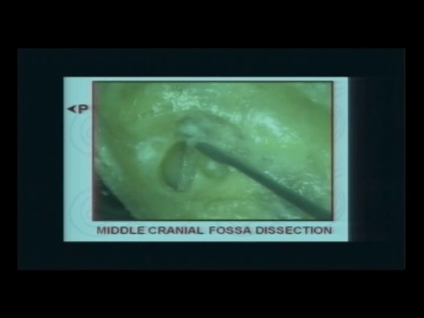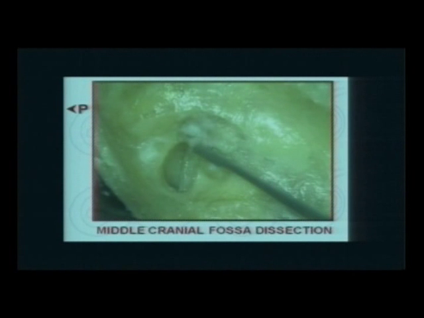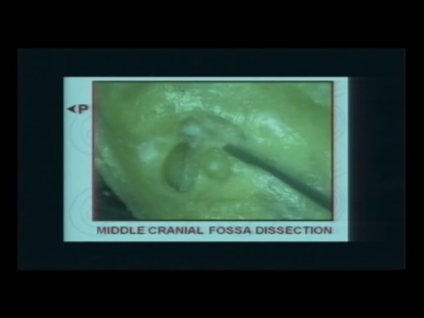Labyrinthine facial nerve, Bill's bar, superior vestibular nerve. This is Bill's bar right there. And we have the geniculate ganglion, and we have the tympanic facial nerve. Zoom in. The cochlea, you can see the different color of the bone of the cochlea. It's ivory, different from the yellow bone of the temporal bone.